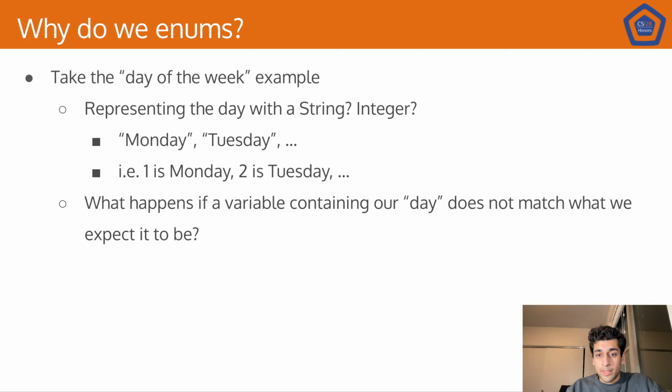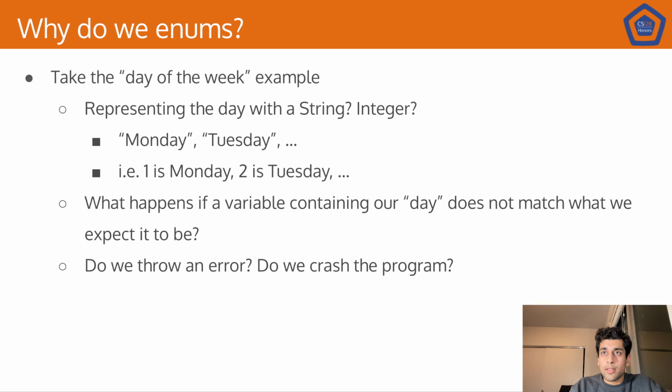So what happens if the variable containing our day does not match what we expect it to be? If it's outside of the range of possibilities or something we didn't consider, do we throw an error? Do we crash the program? That makes things sort of hard to decide. It makes the requirements very vague. Enums help us fix that.